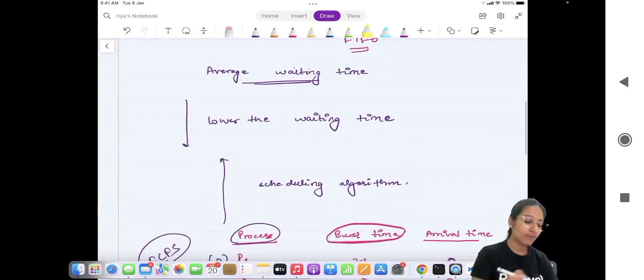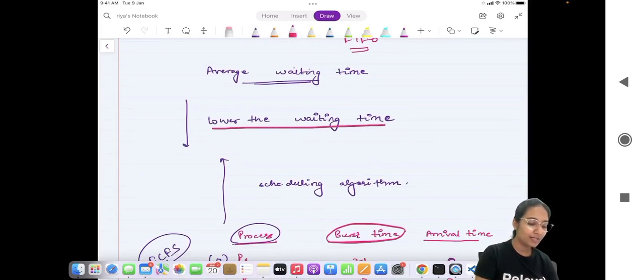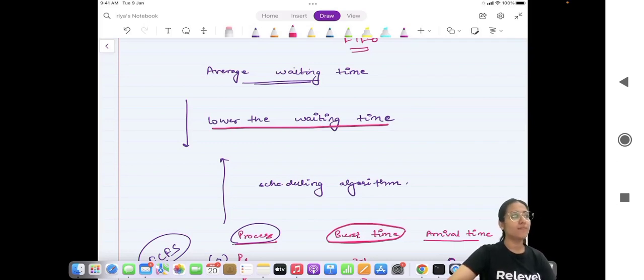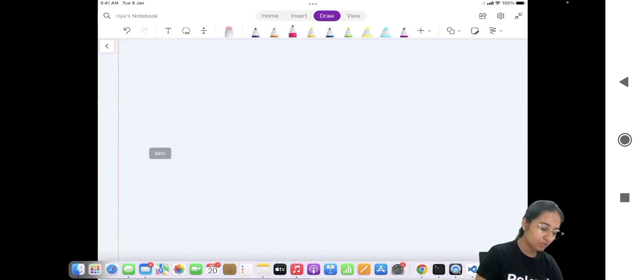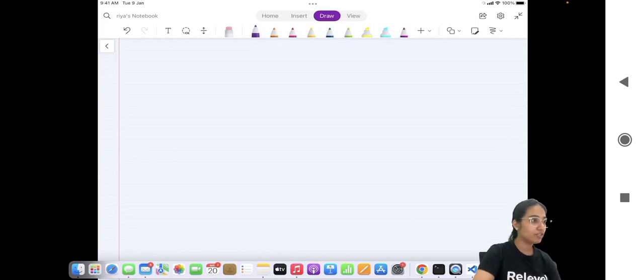the CPU. And like we always say, we have to ensure that the waiting time is low, and because of which we can say that the scheduling algorithm becomes better. Okay, so that's how the overall idea works over here. Let me give you another example so that we can concretize on the concept that we just discussed.